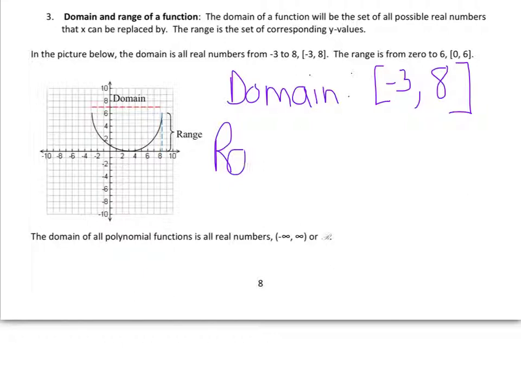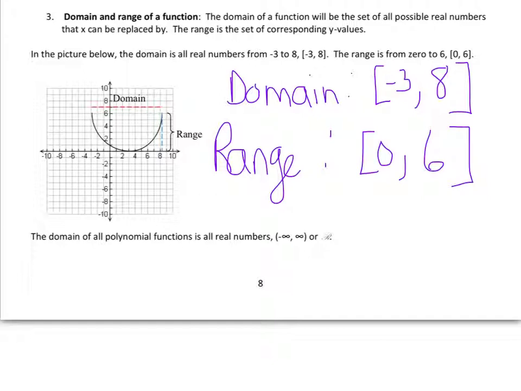And the range, that's how far up and down we're going. That would be from 0, again including the 0, to 6, including the 6. And another thing is the domain of all polynomial functions is all real numbers, which is -infinity to infinity, or this funny looking R is another way we write all real numbers.